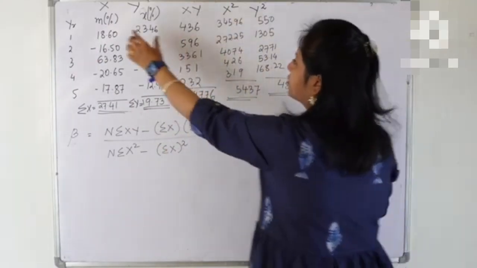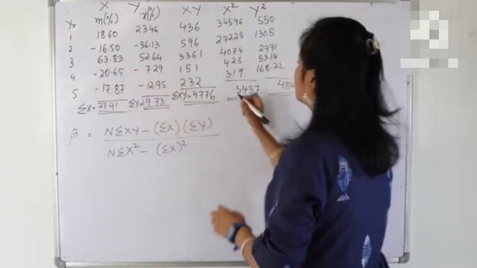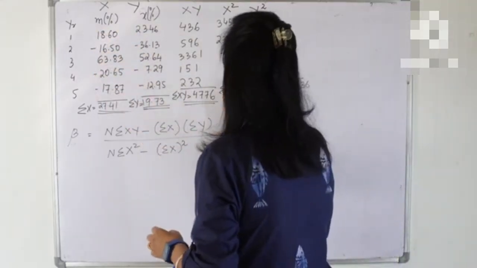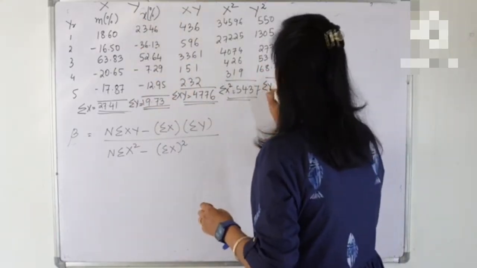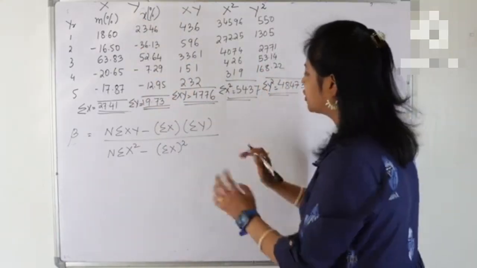This is x square, meaning the square of these values. So I get sigma x square. And this is y square, the square of these values. So we get sigma y square. Now simply put it in the formula.